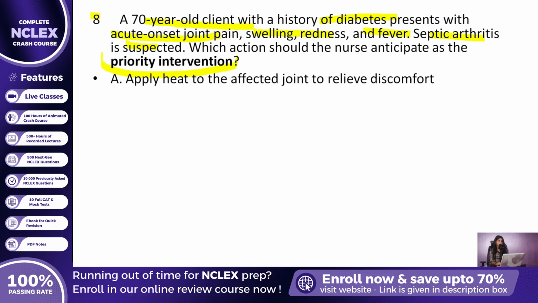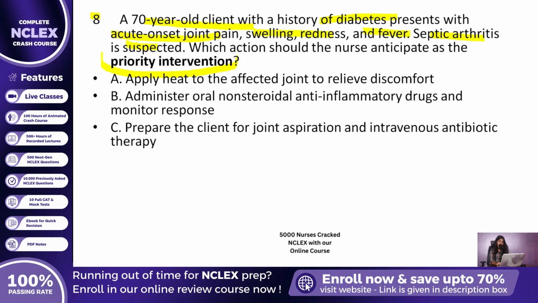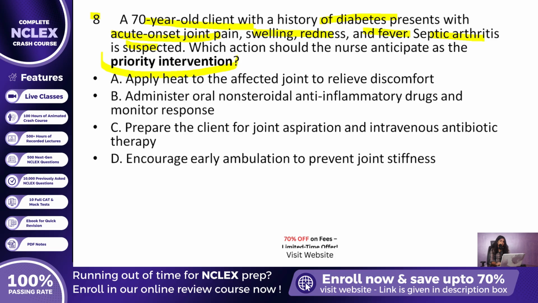A. Apply heat to the affected joint to relieve discomfort. B. Administer oral non-steroidal anti-inflammatory drugs and monitor response. C. Prepare the client for joint aspiration and intravenous antibiotic therapy. D. Encourage early ambulation to prevent joint stiffness. The correct answer is C. Prepare the client for joint aspiration and intravenous antibiotic therapy.